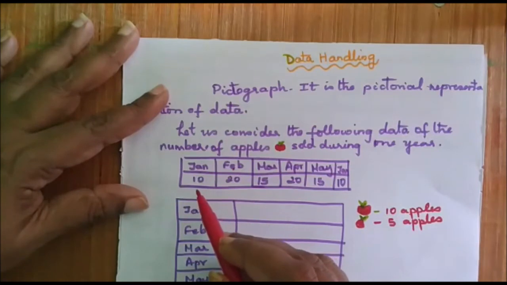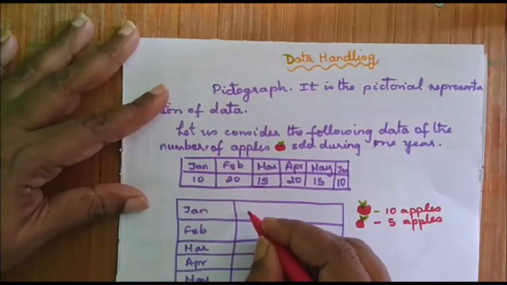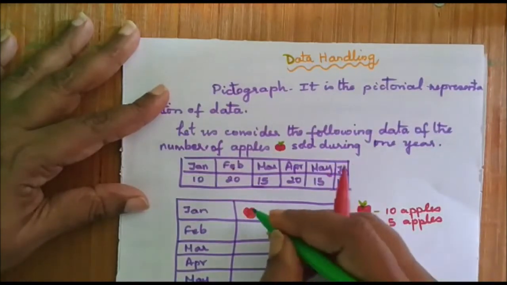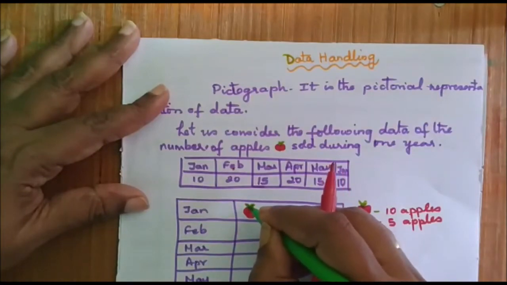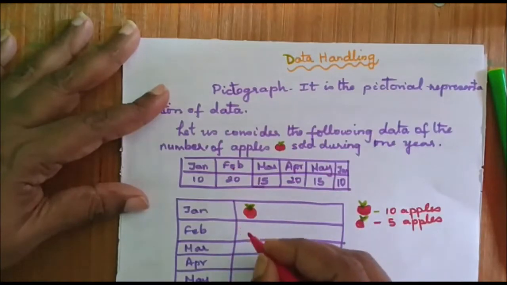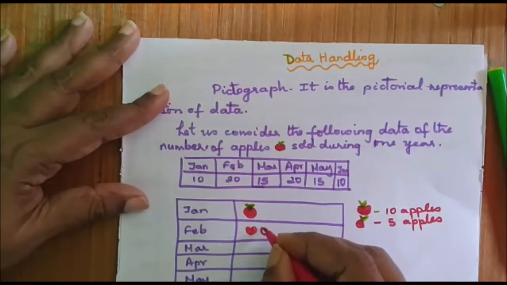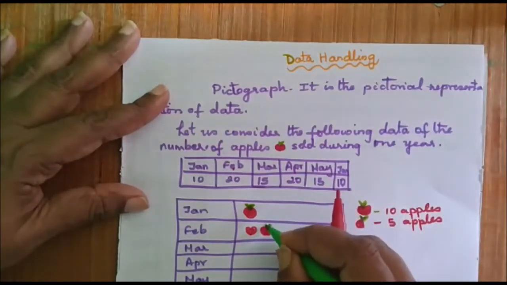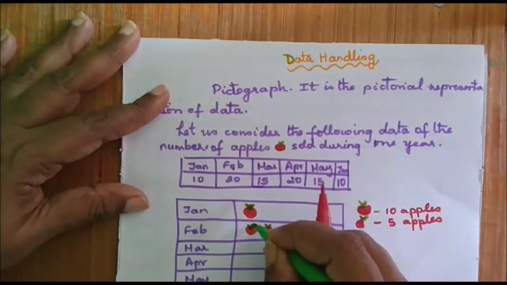So, first in January, how many apples were sold? 10 apples were sold. One apple represents 10, isn't it? So we can draw one apple. In February, we have two apples because it is 20. So we have to draw two apples. So I represent two apples in February.